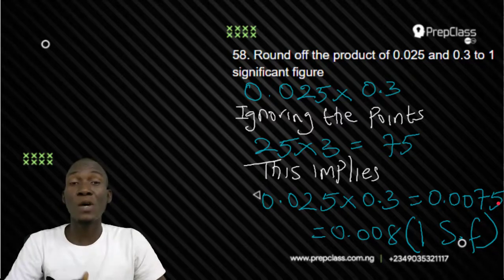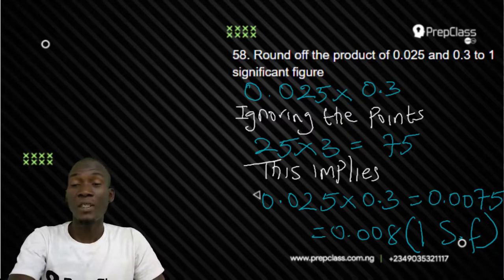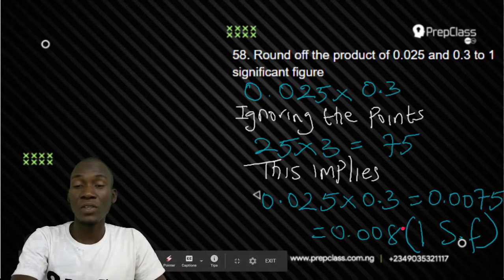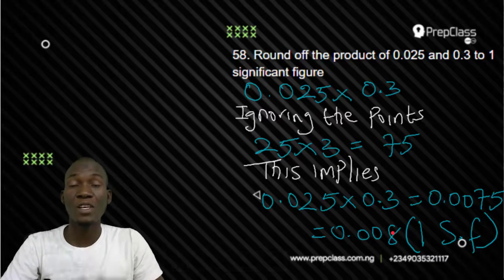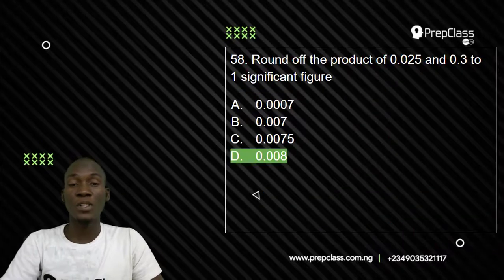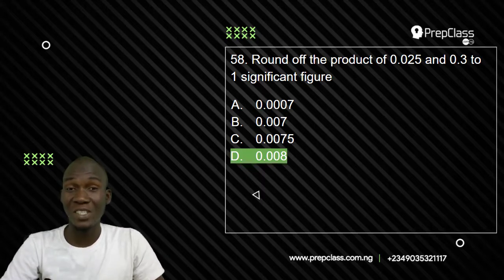Now because we have 5, we are going to round it up. When we round up 5, it changes to 1. The 1 will be added to this 7 to give us 8. So that's why the result is 0.008 to one significant figure. And the correct option is option D, 0.008. So I hope you're finding it easy to understand.